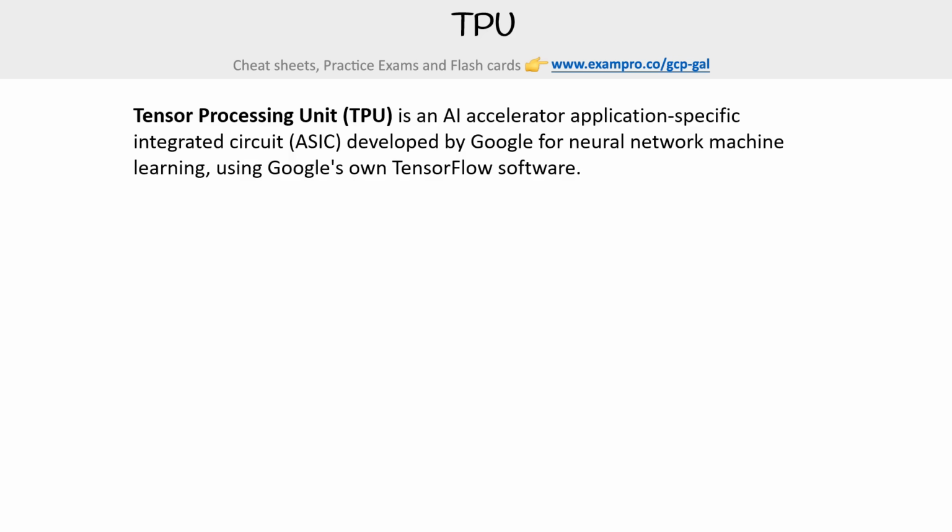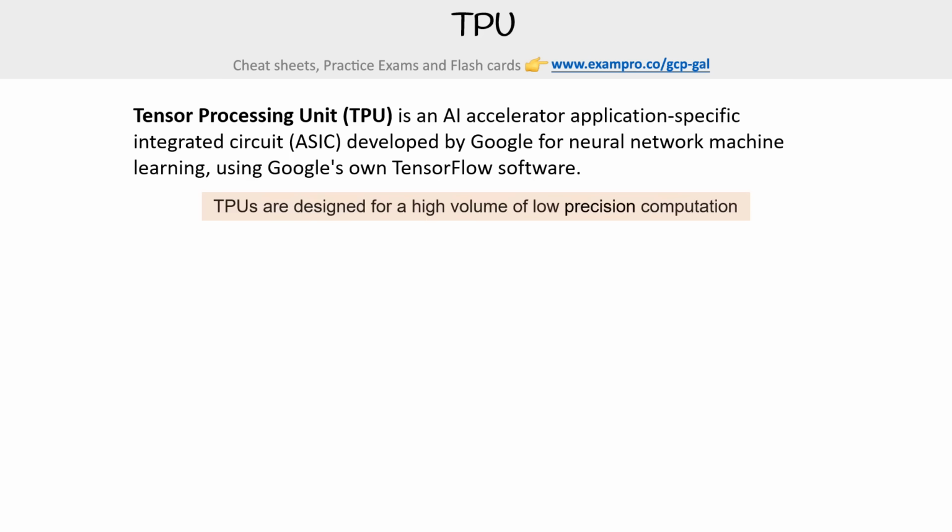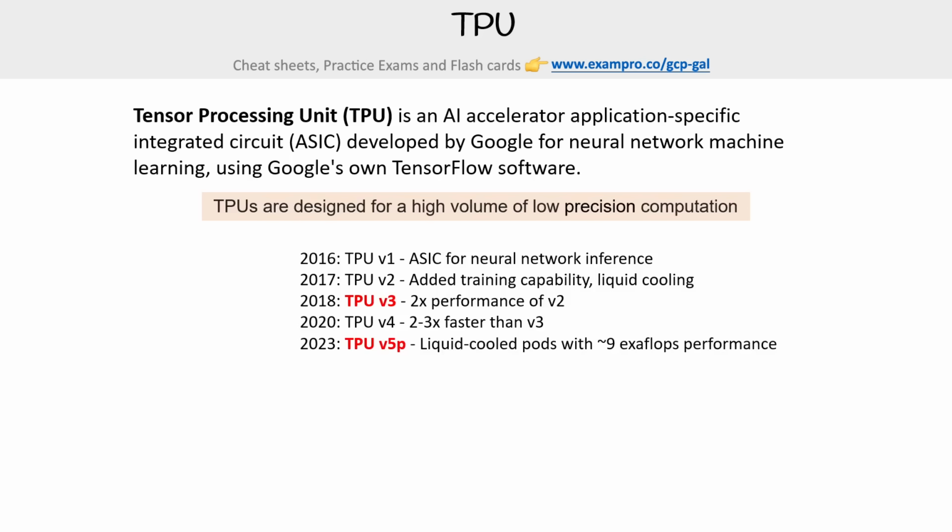Let's take a look at TPUs, which stands for Tensor Processing Unit. This is an AI accelerator that is an application-specific integrated circuit, an ASIC, developed by Google for neural network machine learning using Google's own TensorFlow software. It's hard not to talk about TPUs when we're also talking about TensorFlow, which we cover somewhere else in this course. TPUs are designed for high volume of low precision computation, and they've been making these since 2016. So that's almost 10 years, but we're getting close to there.